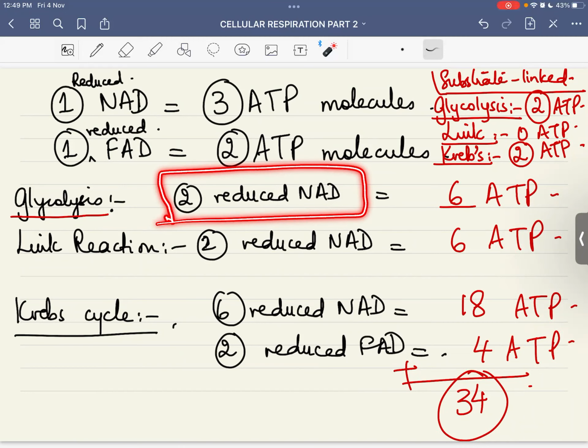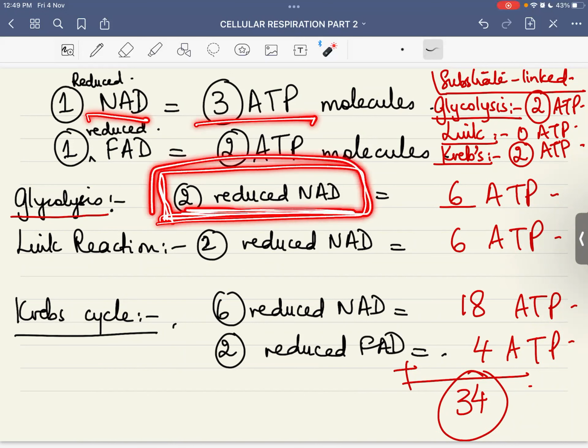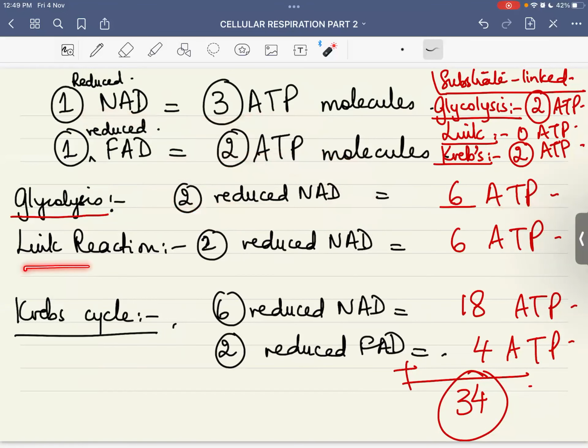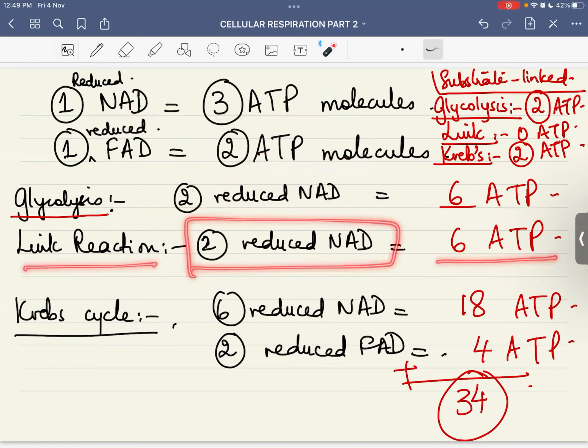2 बनाए थे हमने glycolysis में. ठीक है. अच्छा, तो अगर एक NAD 3 ATP देता है तो how many ATPs will I get from 2 NADs? 6. अच्छा, link reaction again gave me 2 NADs. लिंक का भी सेम है, 2 NAD है तो अब उससे 6 हो जाएगा.